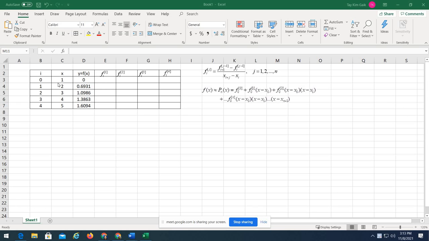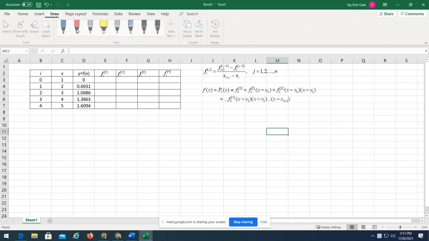So if you use Excel here, for example, you just need to key in the F01, F02, F03, F04. Make sure you key in the formula correctly, then you can copy down the formula.